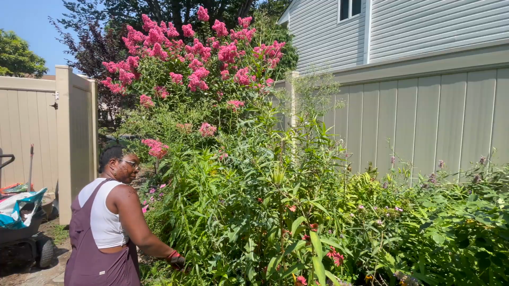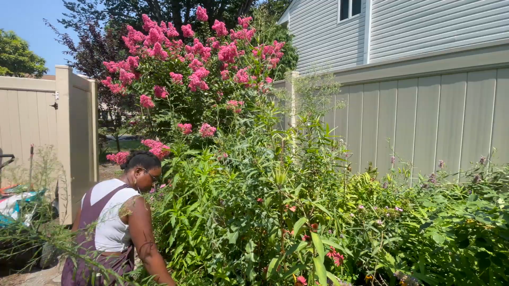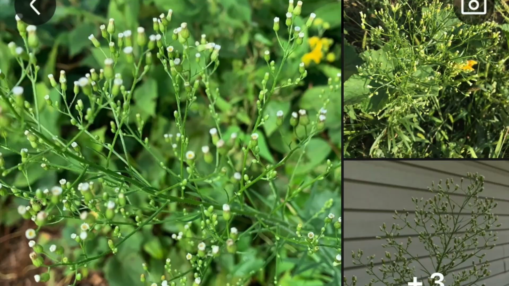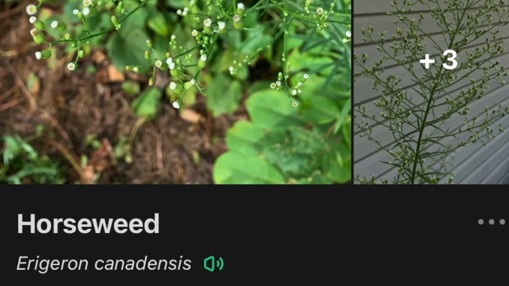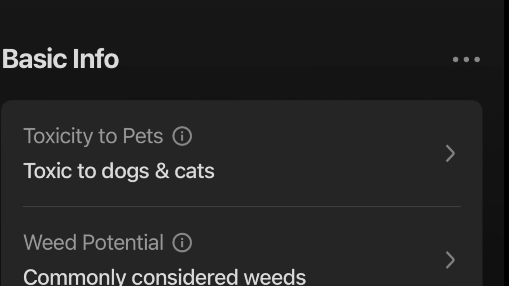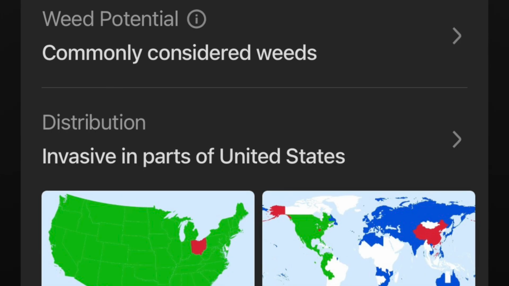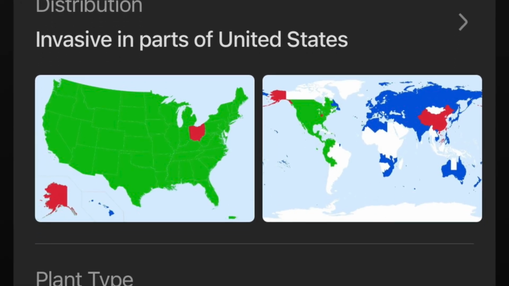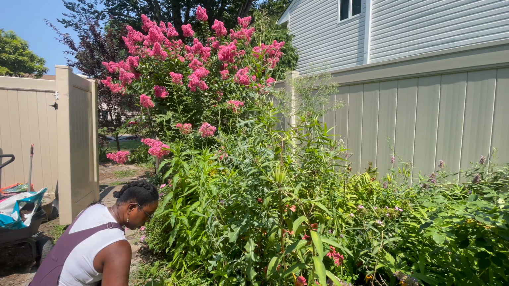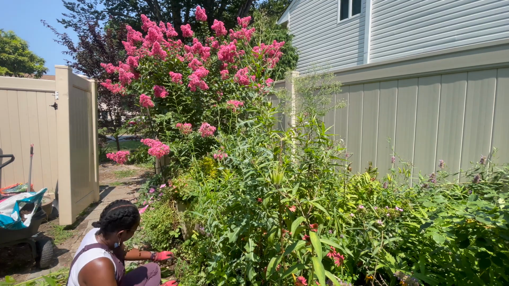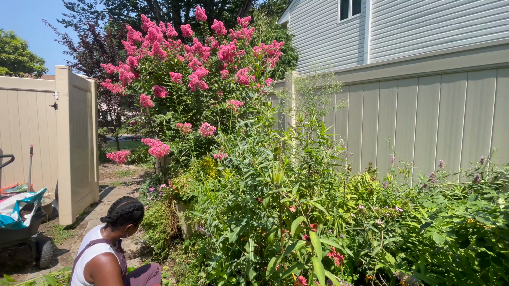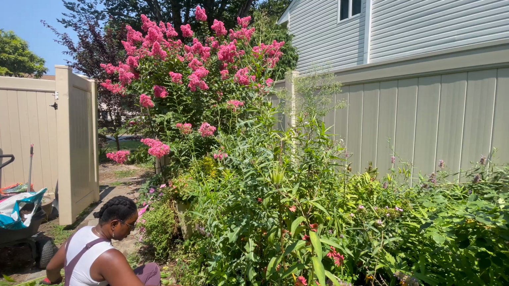So the next thing you see me taking out here is horseweed. Now, this one is interesting because as you can see on the app, it says that it's invasive in parts of the United States, but when I looked at the map, it's actually native where I am in New York in the Northeast. So this is another plant that I did take out a good amount of, but I left some of it because it's not invasive in my area.